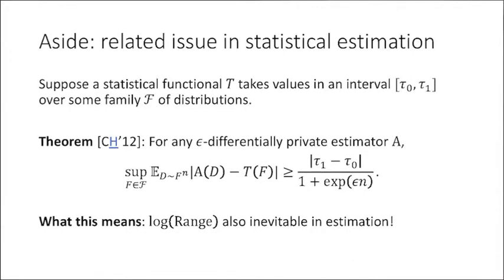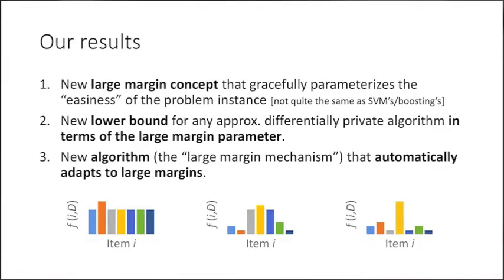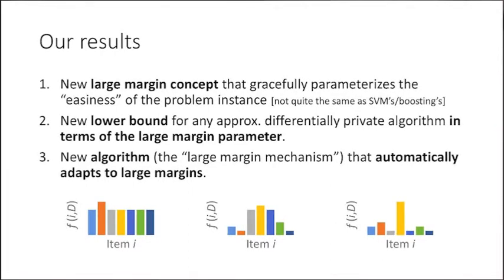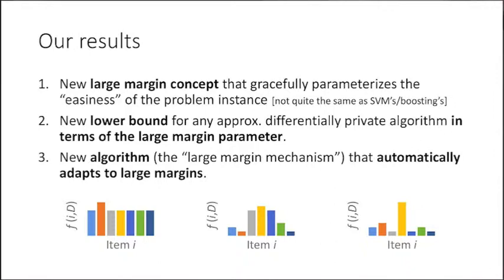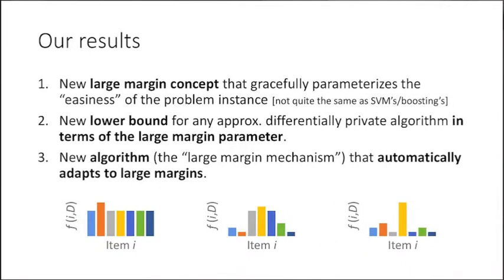Okay, so what do we do about this private maximization problem? What we define is some kind of parameterization of how easy the problem instance is. We call this a large margin concept, although it's kind of different from large margins in other machine learning problems. But it's some way to parameterize how easy the problem instance is. So that's the first contribution.